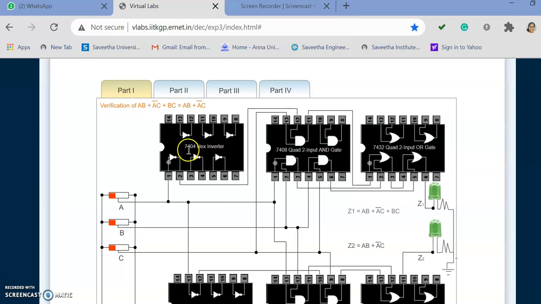For example, this IC 7404 comprises NOT gates. Pin number 1 is the input for the NOT gate, pin 2 is the output, pin 3 is input, pin 4 is output, pin 5 is input, pin 6 is output. Pin number 7 is for ground and pin number 14 is for VCC. VCC is your supply.